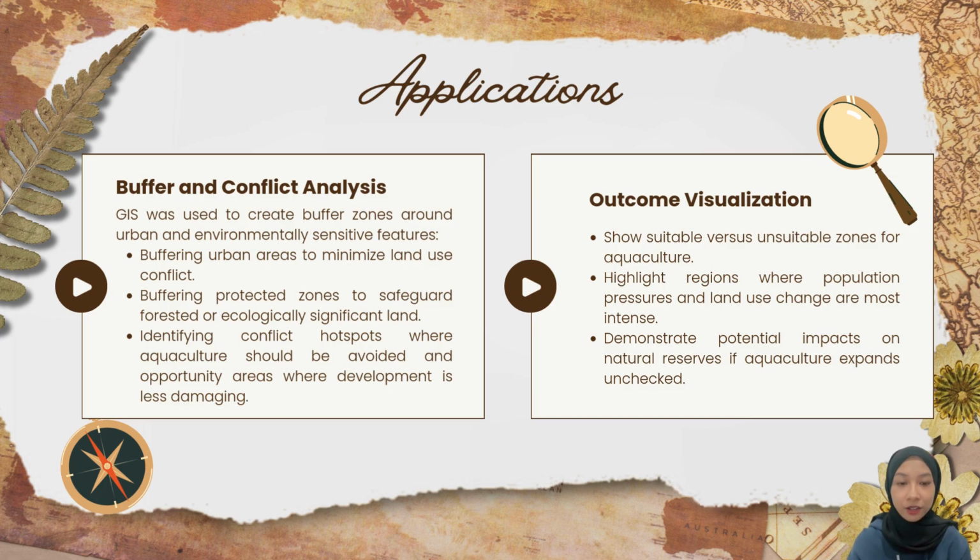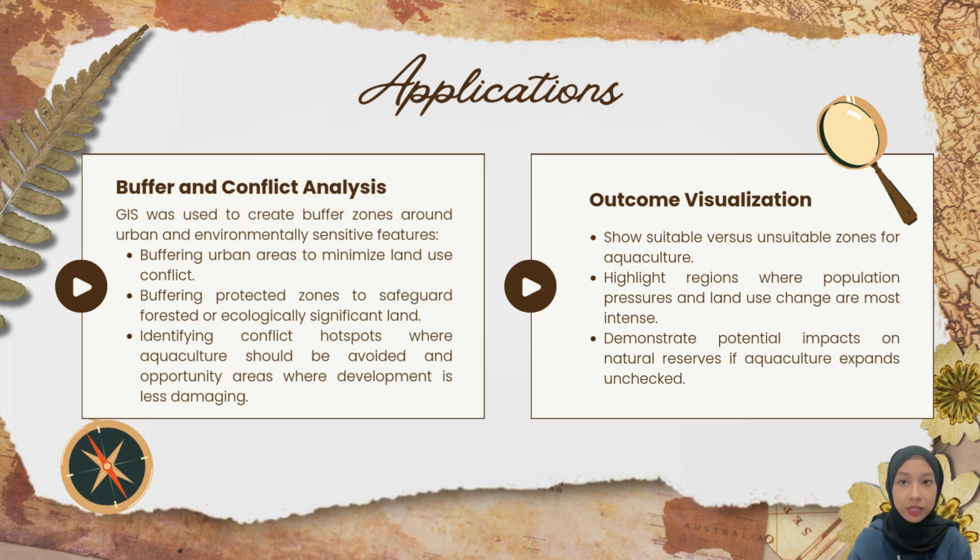Third, buffer and conflict analysis. GIS was used to create buffer zones around urban and environmentally sensitive features, such as buffering urban areas to minimize land use conflict. Second, buffering protected zones to safeguard forests or ecologically significant land. And third, identifying conflict hotspots where aquaculture should be avoided and opportunity areas where development is less damaging.